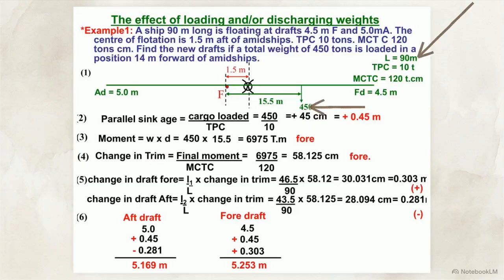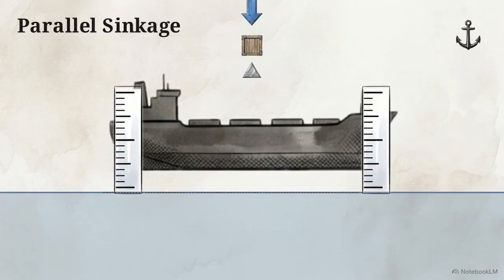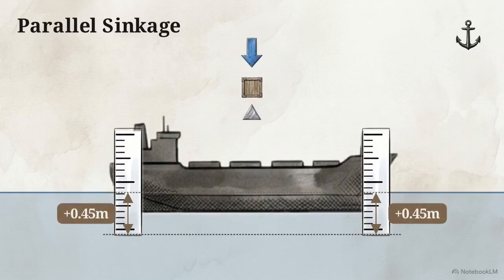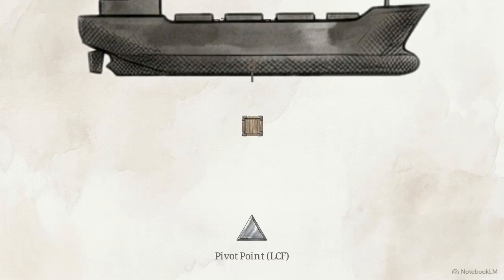In this example, we load a 450-ton weight onto a 90-meter ship. To calculate the uniform sinkage, we divide the total cargo weight by the ship's TPC of 10. Dividing 450 tons by 10 gives us 0.45 meters. Because this first step represents the whole ship sinking evenly into the water, you will add this 0.45 meter value to both the initial forward draft and the initial aft draft.